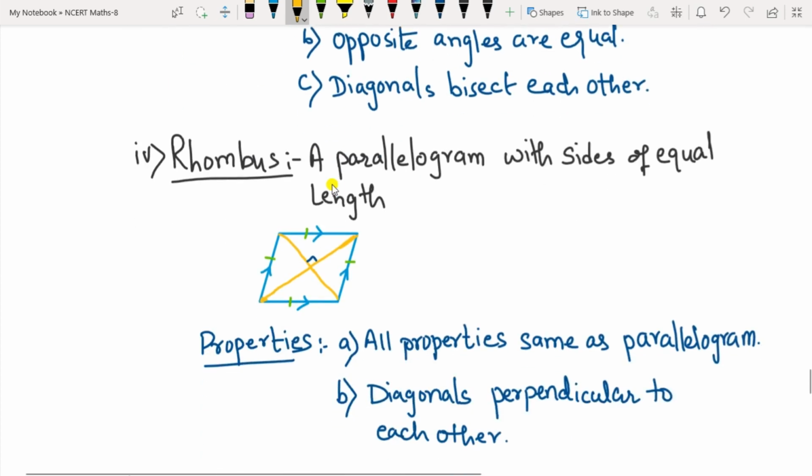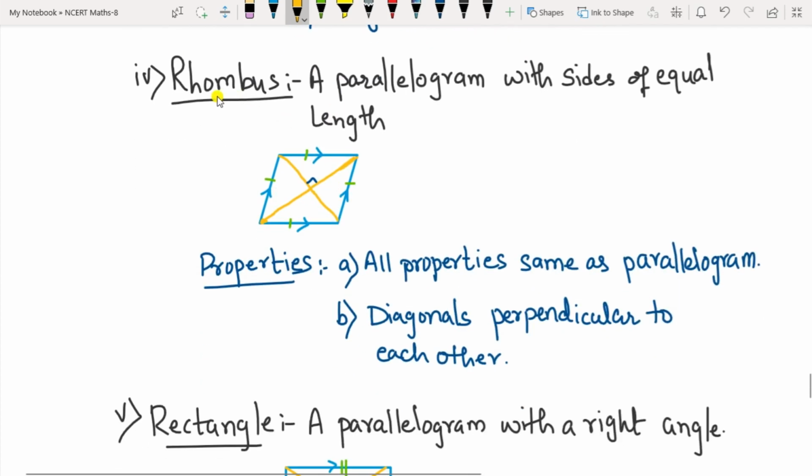Okay. Then comes the rhombus. A parallelogram with sides of equal length, but the angles are not 90 degrees, is called a rhombus. All the sides are of equal length, you can see in green, and opposite sides are parallel to each other. You can see the arrow, and the diagonals are perpendicular to each other. So that figure is called a rhombus.